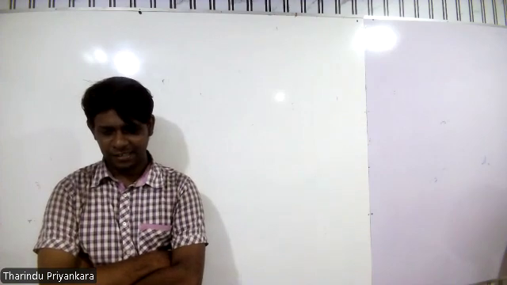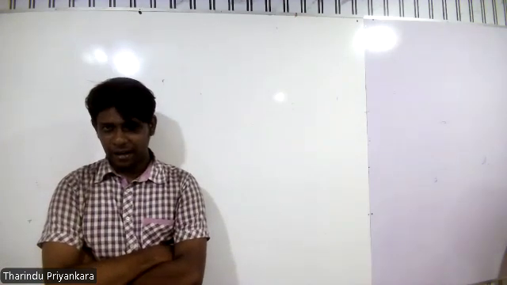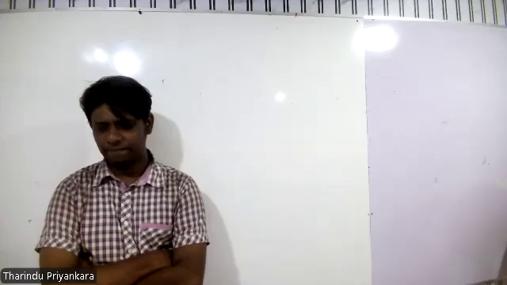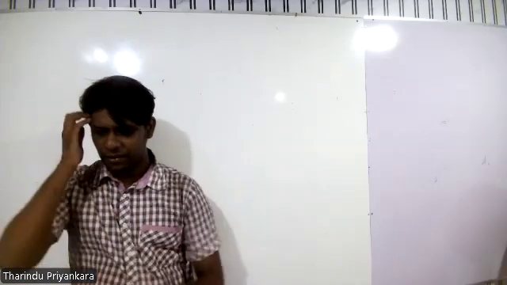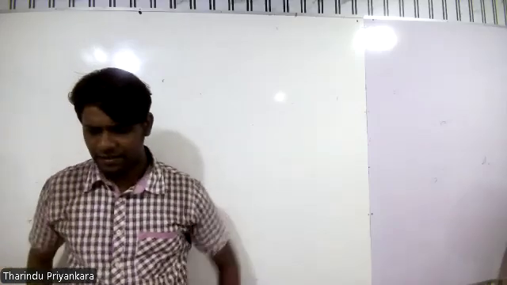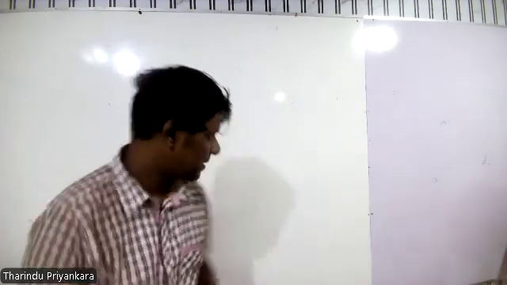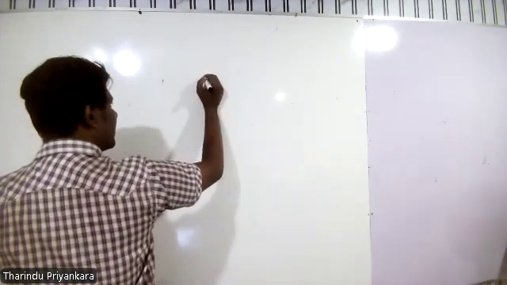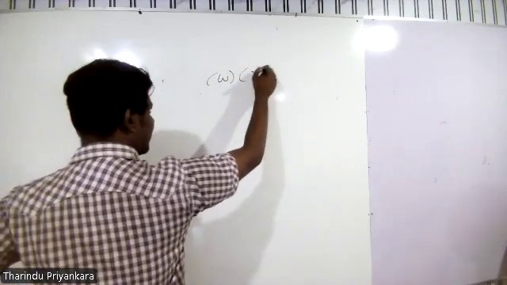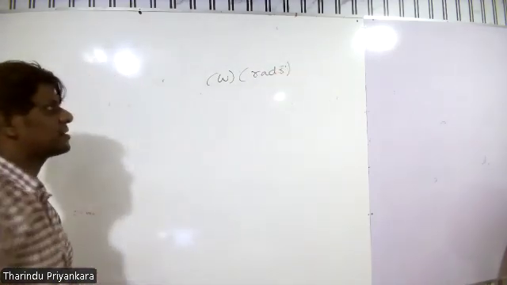Now write this in your notes. Angular velocity. Okay. Angular velocity. Symbol is omega, measured in rad s minus 1.